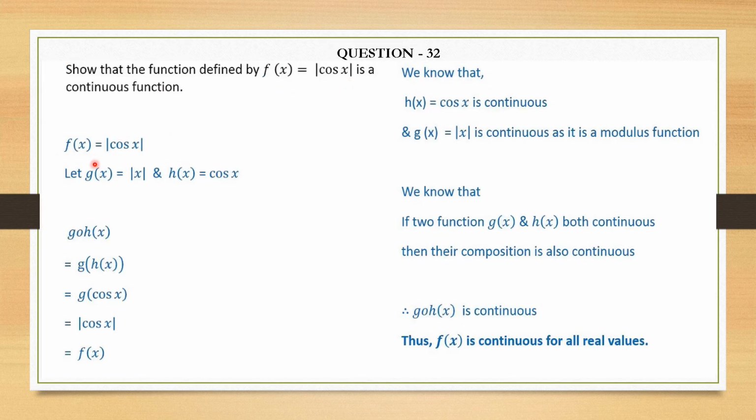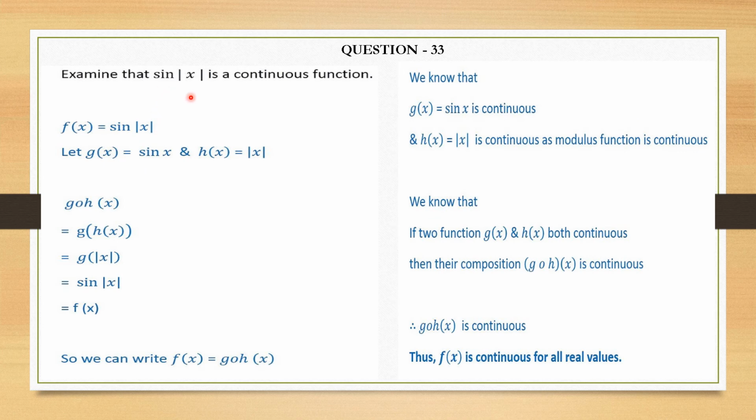Similarly for 32, again I have to check it is the composition of two functions, one the trigonometric, other one is the modulus. So let g(x) is mod x and h(x) is cos x. Okay, so g of h of x is g of this cos x, and this cos x inside this mod will give you mod cos x, which is your f(x). Now again mod x is everywhere continuous, h(x) cos x is everywhere continuous, so composition of two continuous functions is continuous, that's why this is also continuous.